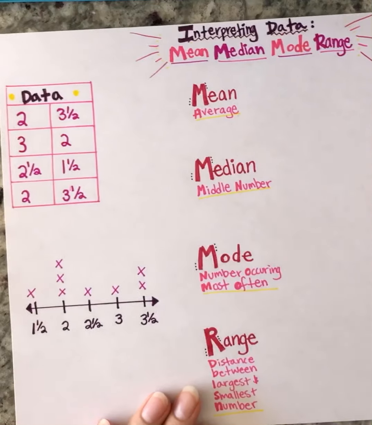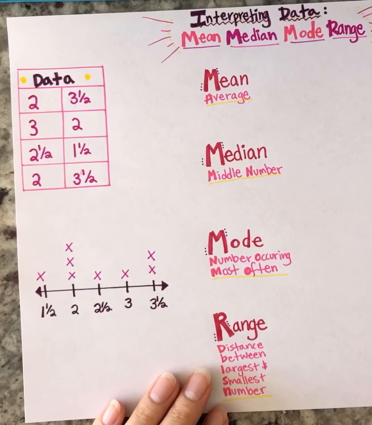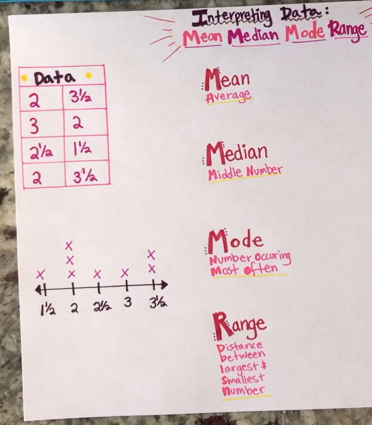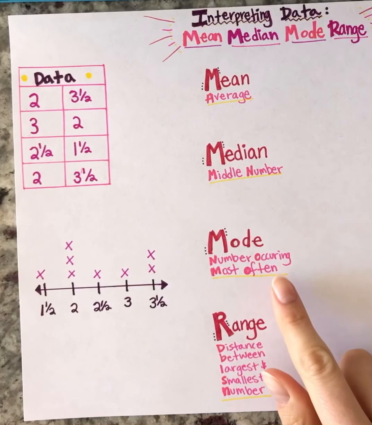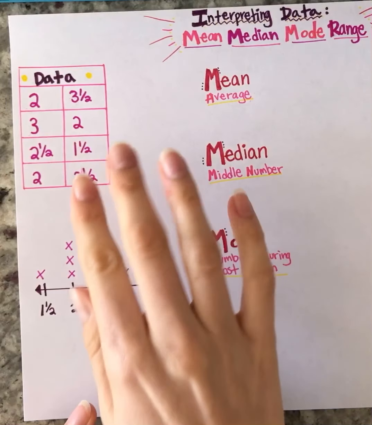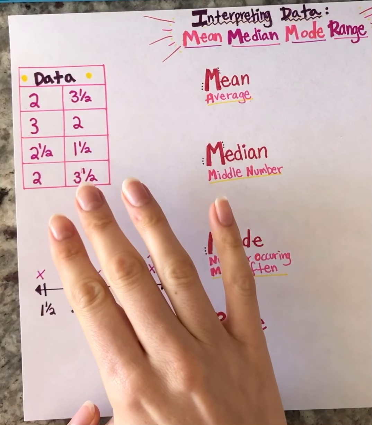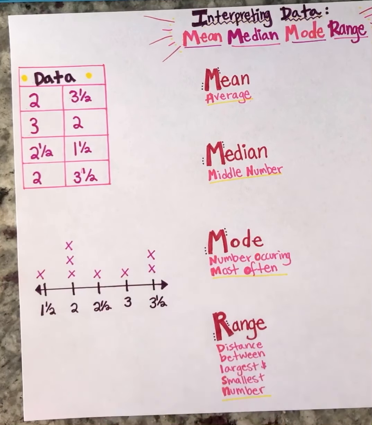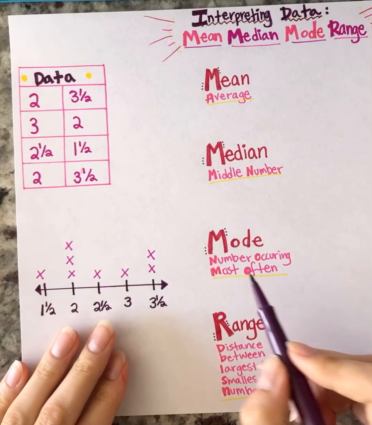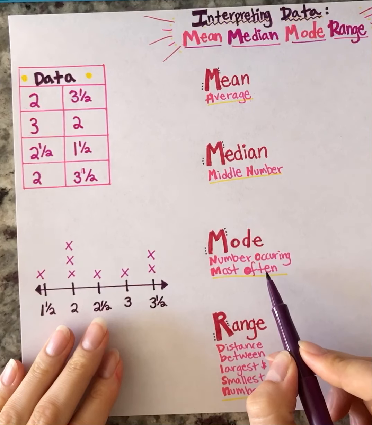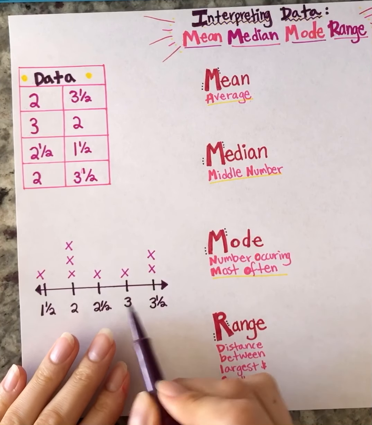So we're going to be looking at the mean, median, mode, and range for this data set. First off, we're going to start with the mode. The mode is the number that occurs the most often. Now we don't have to plot the points to know this. We can just look at the data set, but it does make it a lot more simple if we look at our line plot, because we can see which one occurs most often by the amount of X's there are.